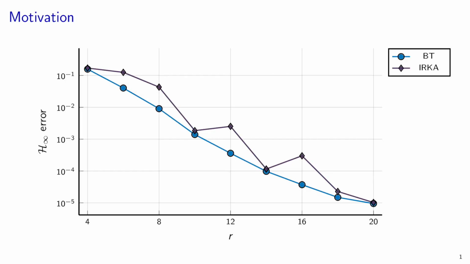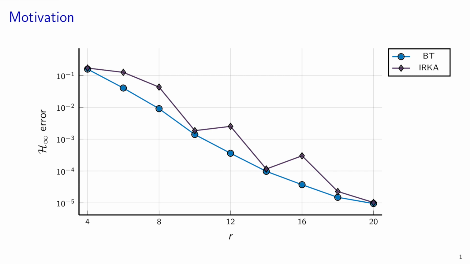As an illustration, consider these two curves showing the approximation error obtained when using either balanced truncation, Beattie, or IRKA, the iterative rational Krylov algorithm, to compute an approximate small-scale model for a given large-scale port-Hamiltonian model. I'll explain what port-Hamiltonian means in just a second. This error decreases rapidly as we increase the size of our reduced order model, since we can then capture more of the full-order model's dynamics.